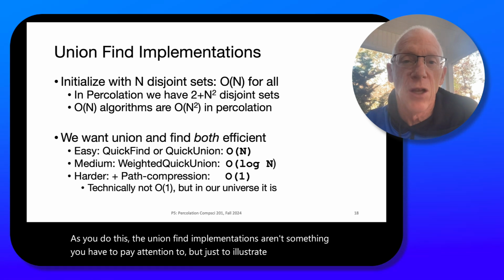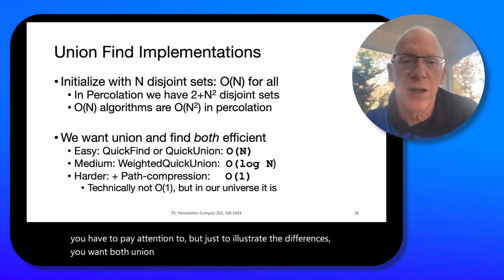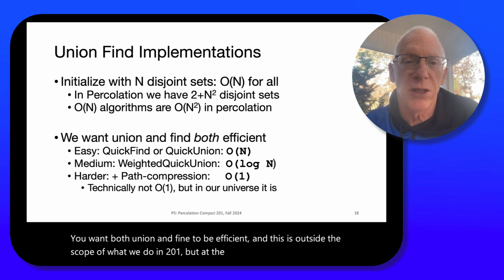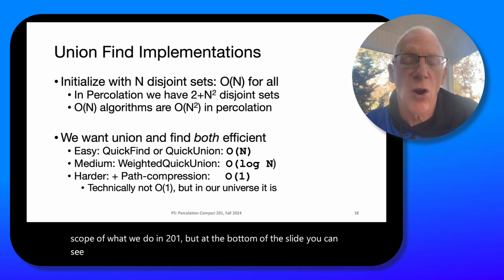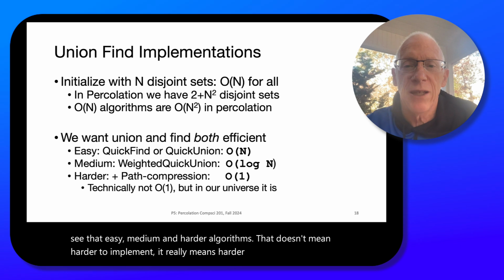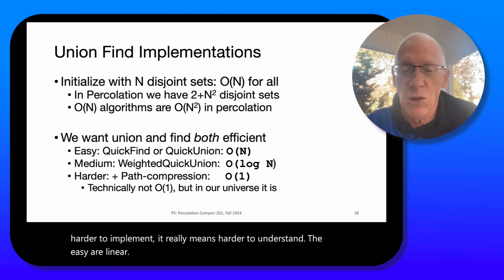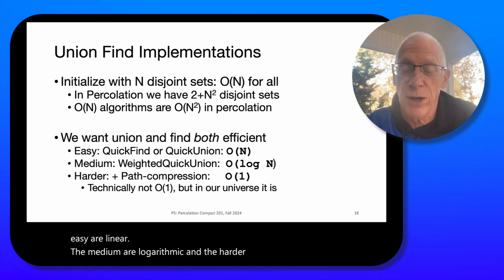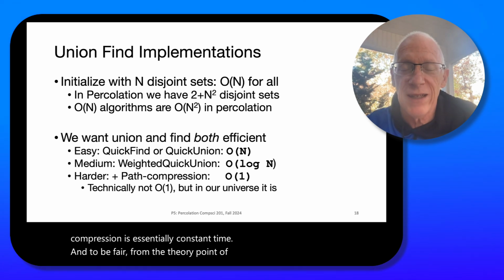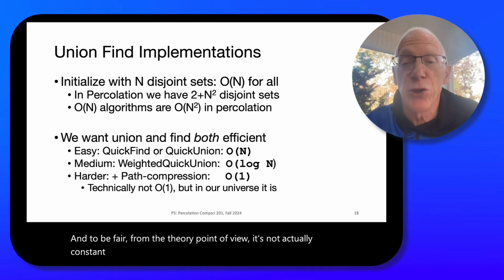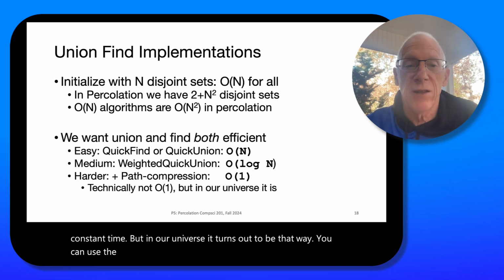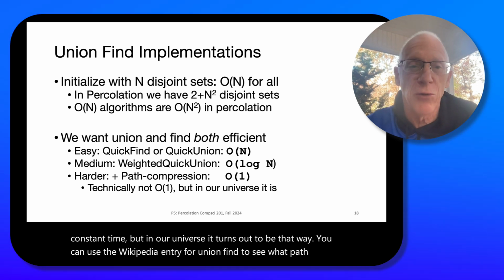illustrate the differences, you want both union and find to be efficient. And this is outside the scope of what we do in 201, but at the bottom of the slide, you can see easy, medium, and harder algorithms. That doesn't mean harder to implement, it really means harder to understand. The easy are linear, the medium are logarithmic, and the harder, which uses path compression, is essentially constant time. And to be fair, from the theory point of view, it's not actually constant time, but in our universe, it turns out to be that way. You can use the Wikipedia entry for union find to see what path compression with a weighted union does.